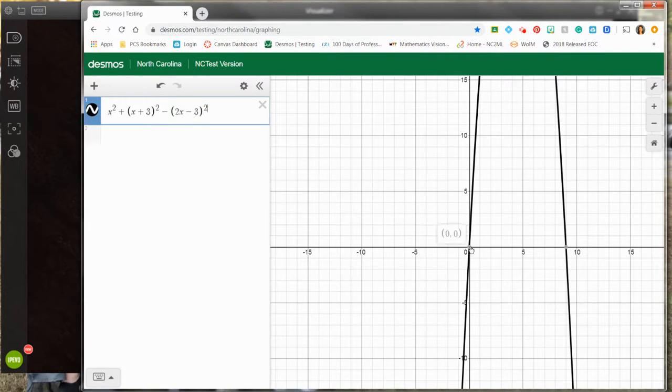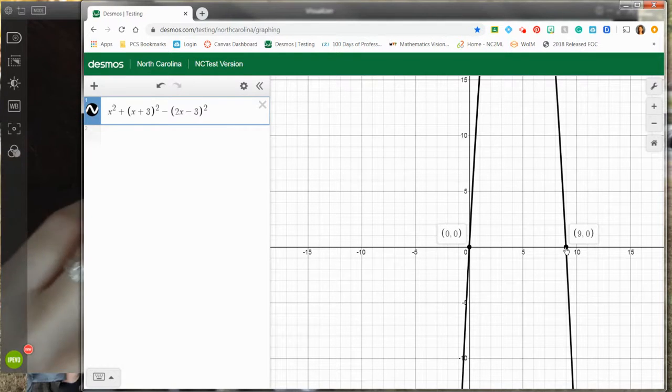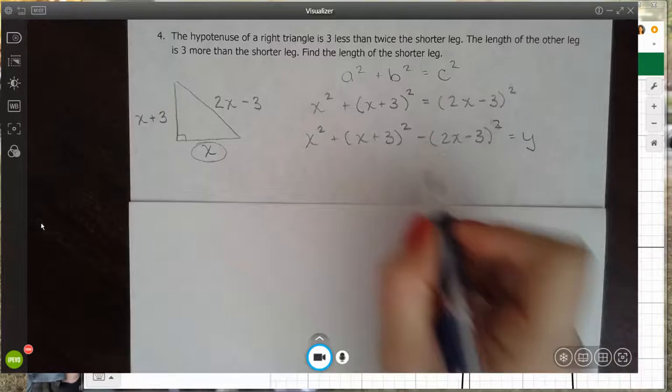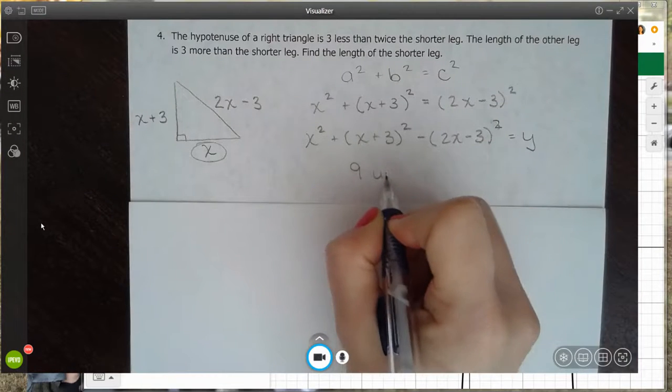Now you'll notice one of my solutions is 0. If I substitute in 0 to all of these, of course I'm going to get 0. But I'm talking about the sides of a triangle. I don't want 0 for the side of my triangle. So here it tells me that the short side of my triangle is 9, and it didn't give us any measurements, so I'm going to say 9 units.